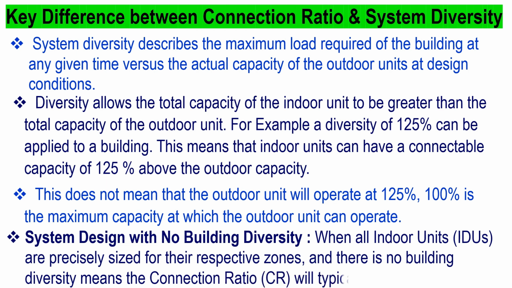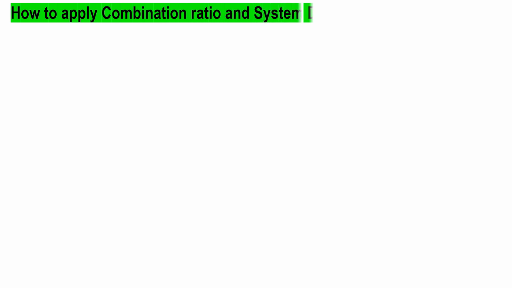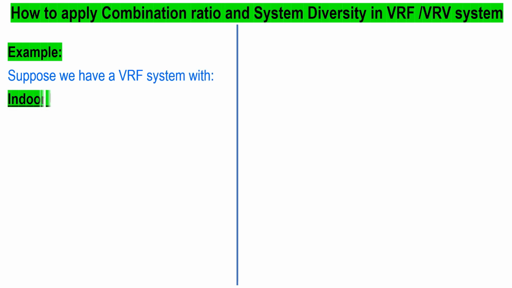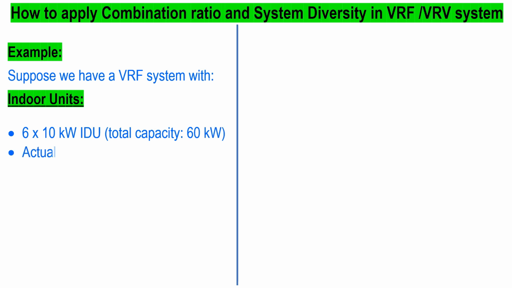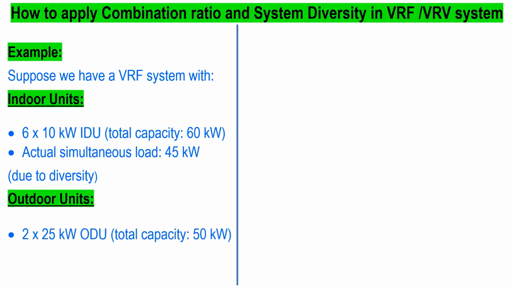How to apply combination ratio and system diversity in a VRF or VRV system. We look into some examples for both combination ratio and system diversity. Suppose we have a VRF system with 6 indoor units of 10 kilowatts each, with a total capacity of 60 kilowatts. Actual simultaneous load is 45 kilowatts, due to diversity. Two outdoor units of 25 kilowatts each. Total capacity is 50 kilowatts.